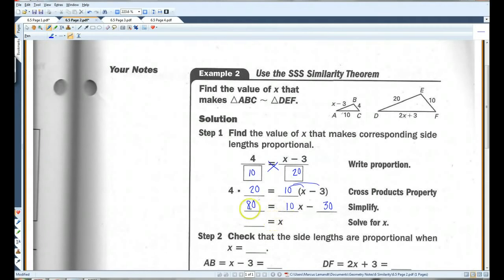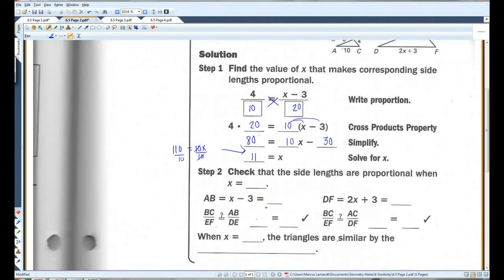If I add 30 to, I'm going to add a step in here. If I add 30 to both sides, I get 110 equals 10x. And then if I divide by 10, x equals 11. Okay, we're going to check that the side lengths are proportional when x equals 11. If AB is x minus 3, 11 minus 3 is 8. If I plug in 11 here, 11 times 2 is 22, plus 3 is 25.